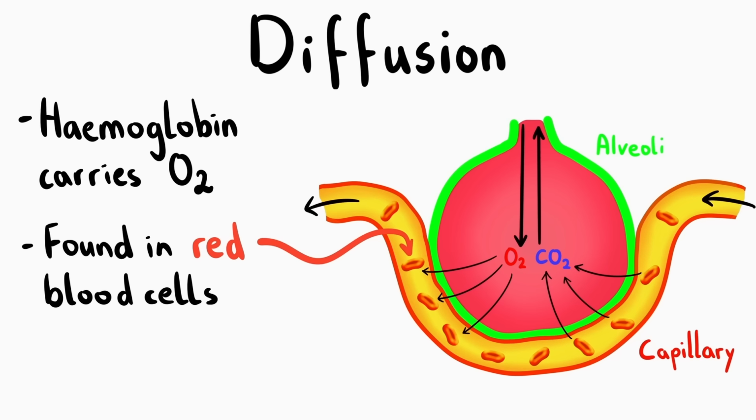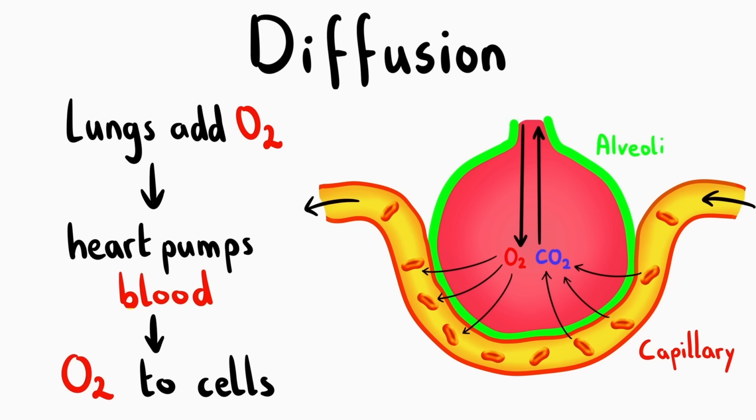The oxygen that enters the bloodstream binds to the hemoglobin molecules inside red blood cells. Hemoglobin is a protein which gives blood its red color and is specialized for oxygen transport. But getting oxygen into the blood is only half the story. The circulatory system needs to transport this oxygen to all the cells in the body, and at the center of the system is the heart.